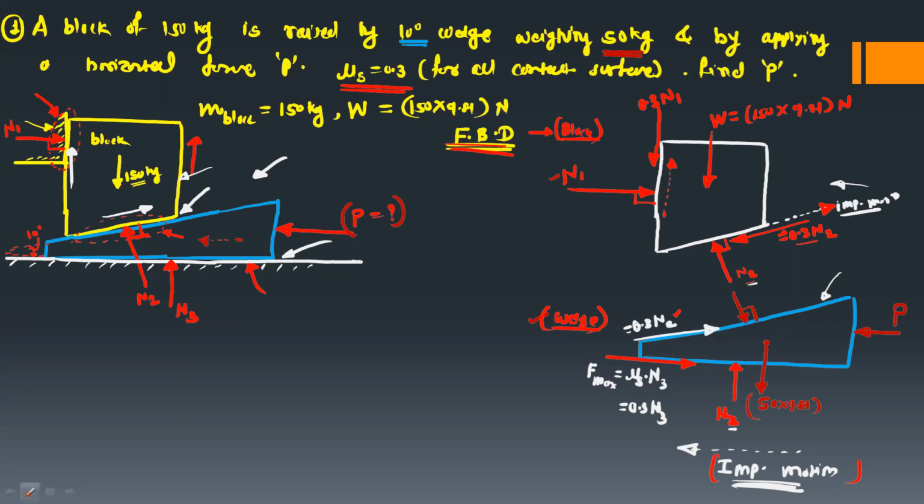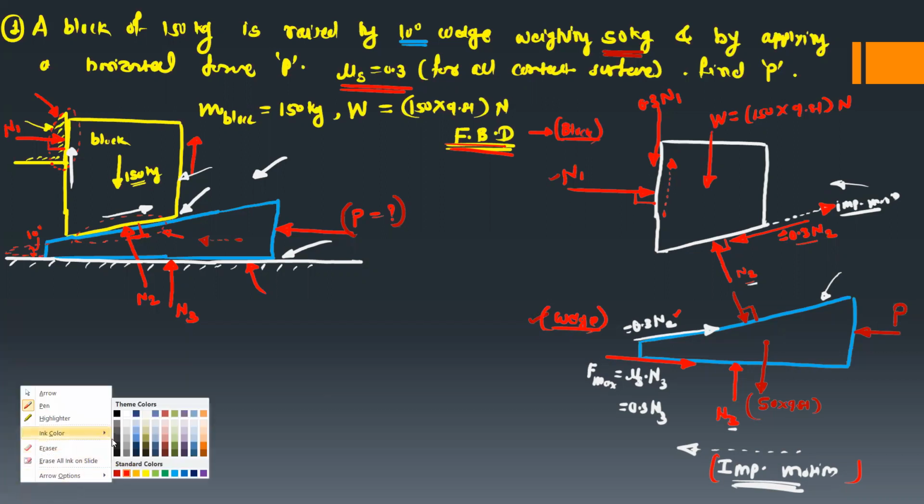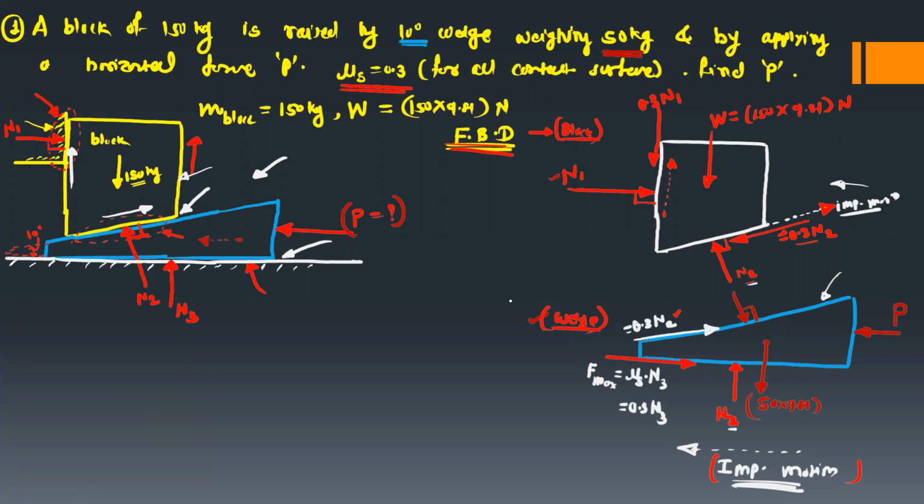After this, we will use the conditions of equilibrium to find out the P force. So which free body diagram should we consider first? Observe the free body diagram for the block and find out the total unknowns. Here we have unknowns N1 and N2, so only two unknowns. But if you observe the free body diagram for the wedge, then we have three unknowns: N3, then this common N2, and third is the P force. So for this block, we only have the two conditions of equilibrium.